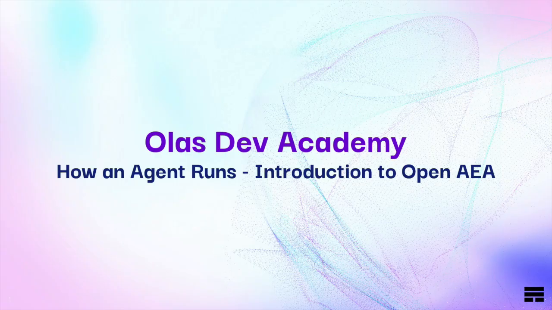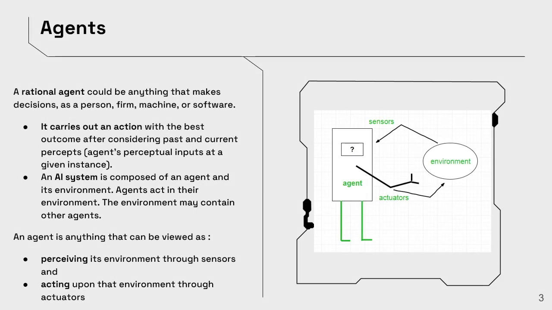The goal of this video is to give an introduction to the concept of intelligent agent as well as present the Open AEA framework. The most general definition of an agent is anything that makes decisions in order to execute actions towards the completion of a given objective. So an agent perceives its environment through sensors and it actuates on that environment through actuators, with the goal of maximizing or approaching as much as possible to the predefined goal. This environment may contain other agents, and of course, they can all interact between them.